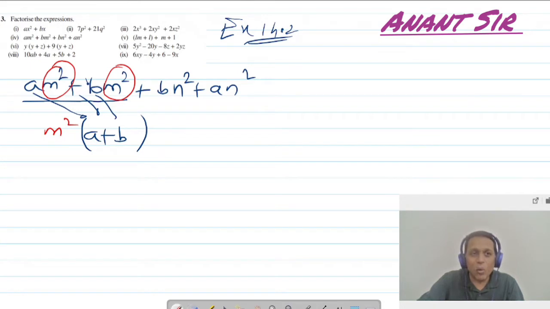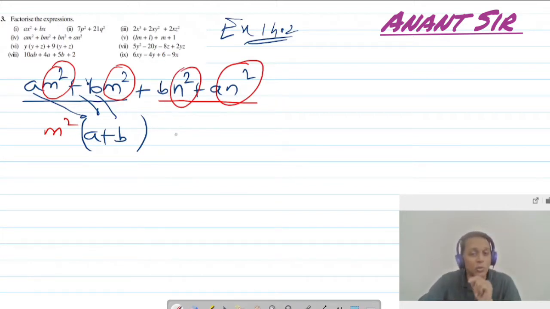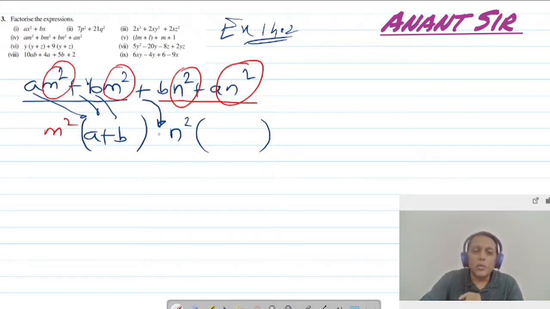Yes, and now for the last two terms, what is it that I can take common? It is n square. Now a common mistake which many students make. What is it? They write only n square. They forget to write the sign of the third term. It is very important. So you have to write plus here. Then what remains inside the bracket is b plus a.